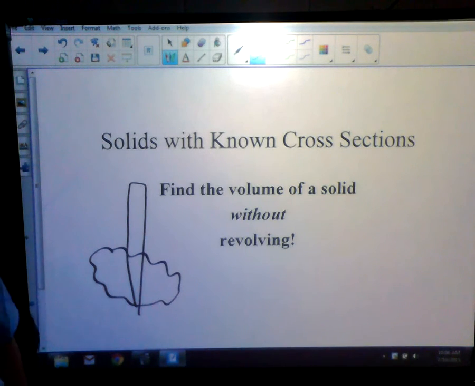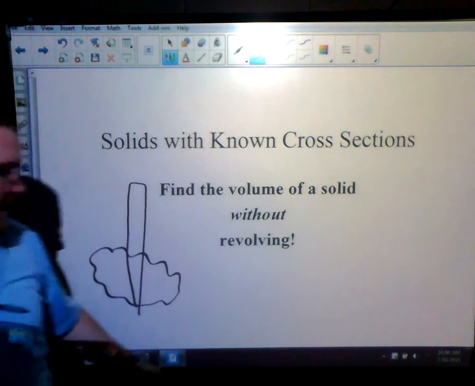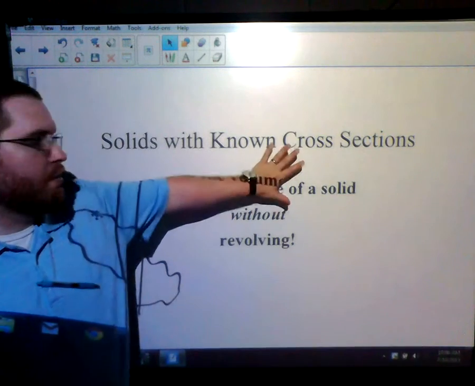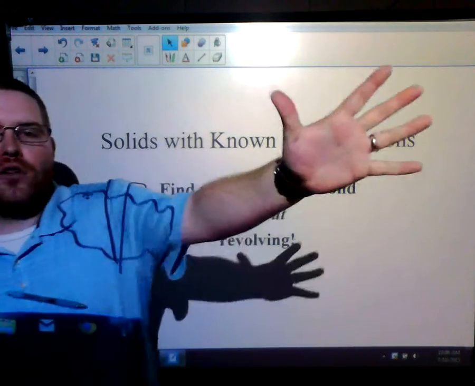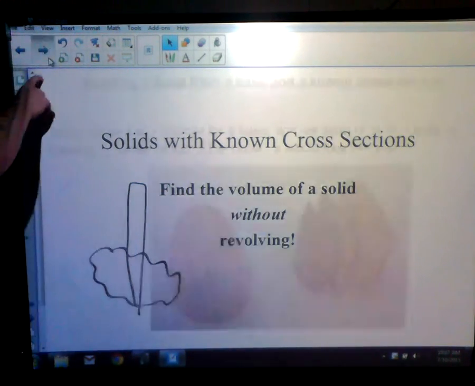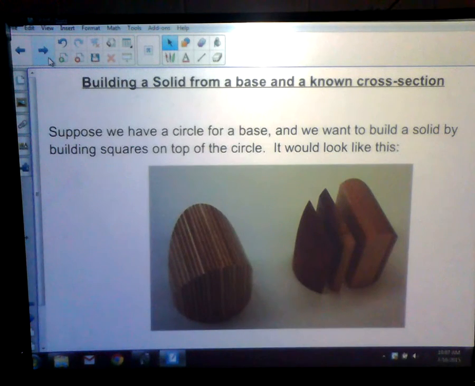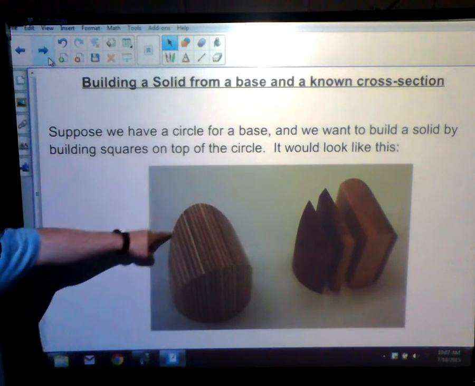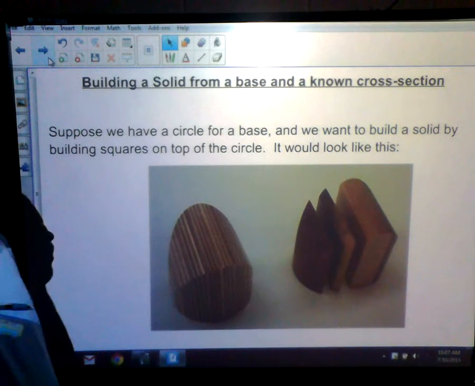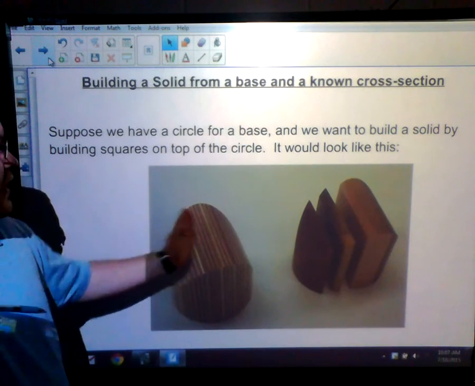That's kind of supposed to be a rectangle. It's coming up from a base. Or if you can imagine it, from the picture on the board, it's coming out towards you. Here's an example of a circular base with squares sitting on top of it.